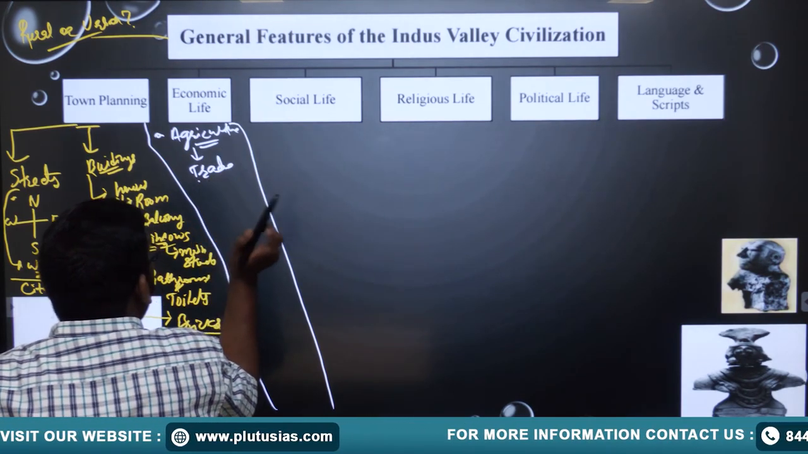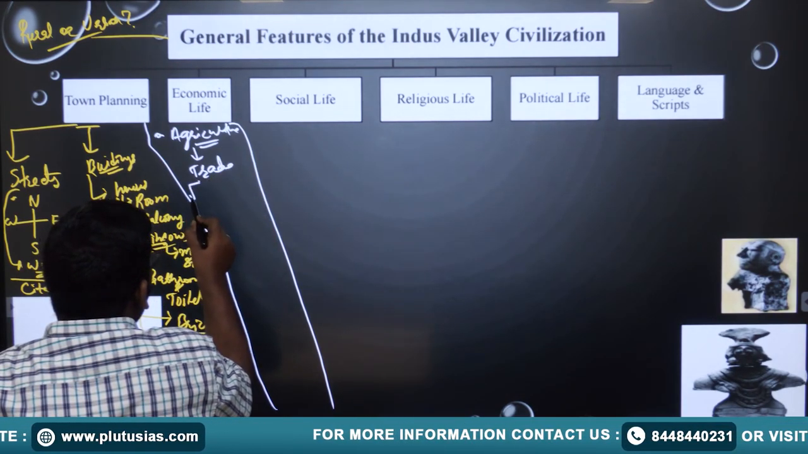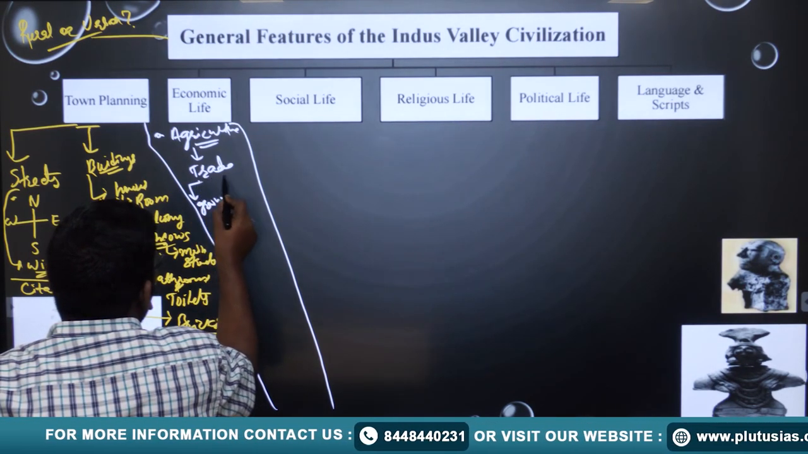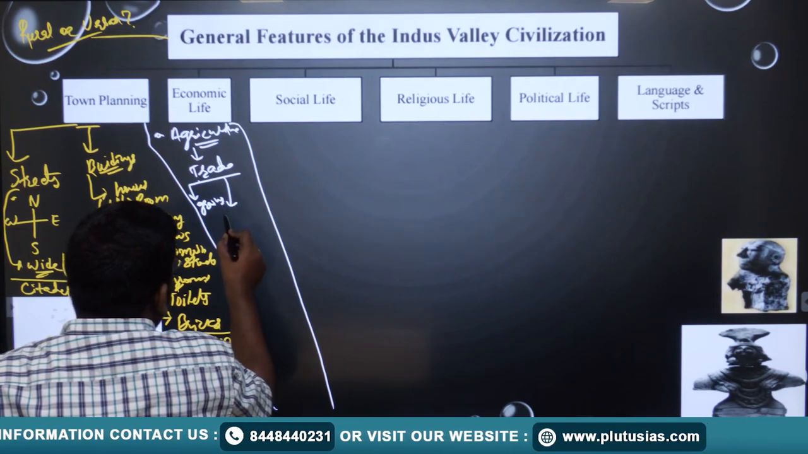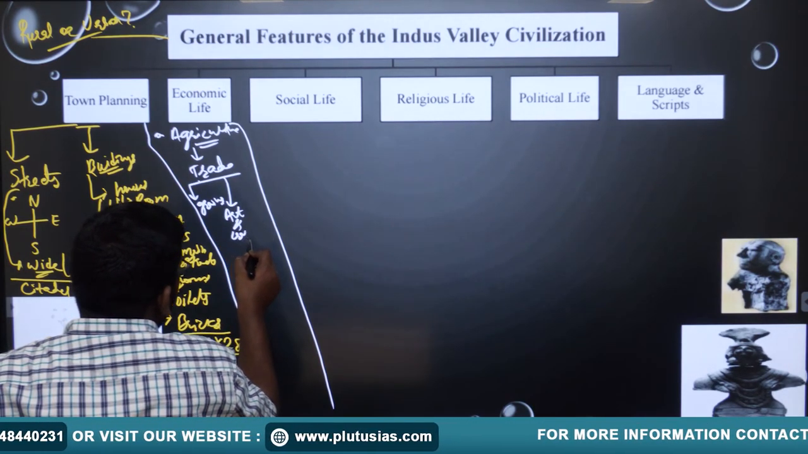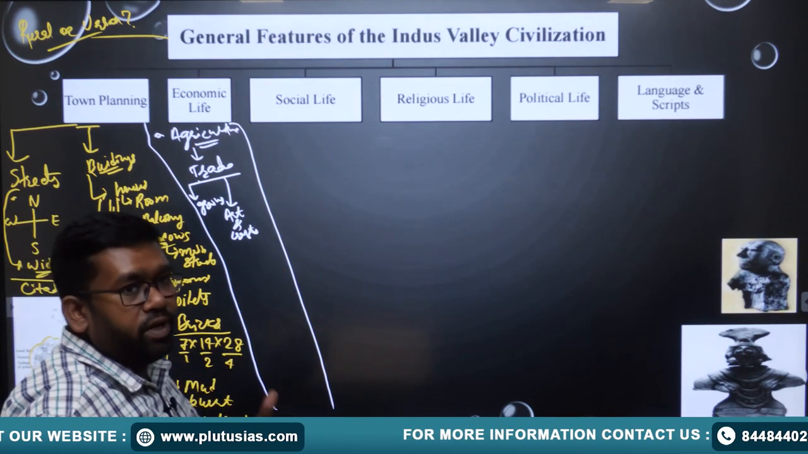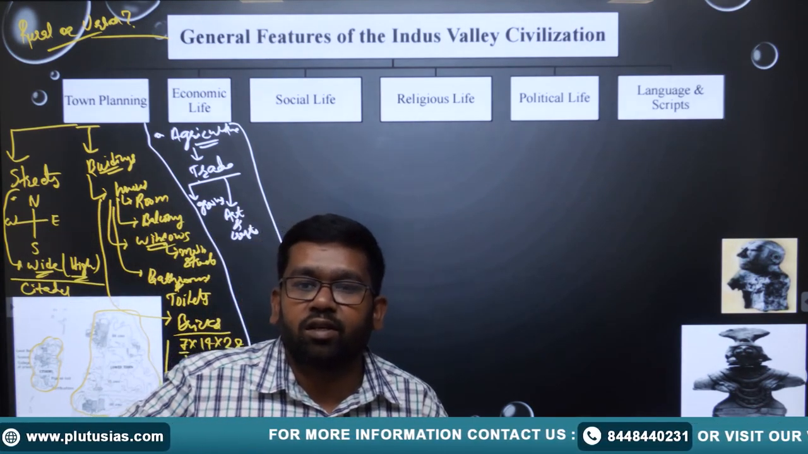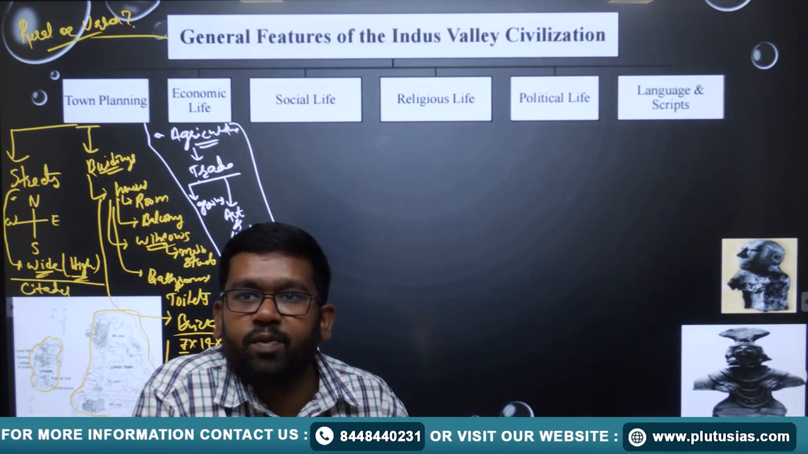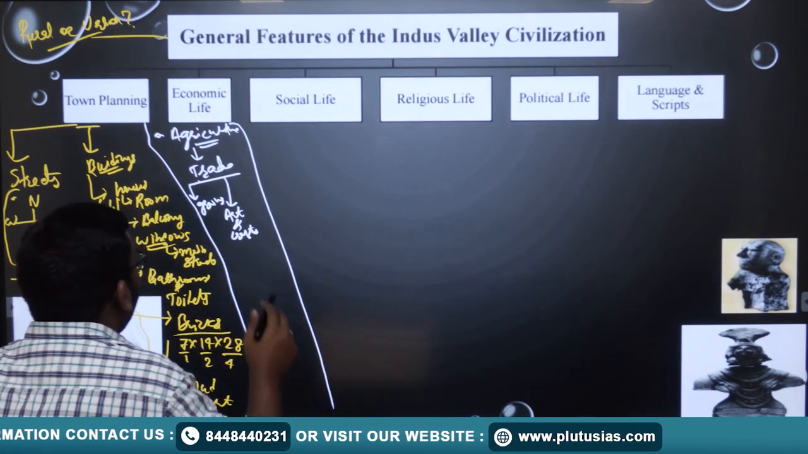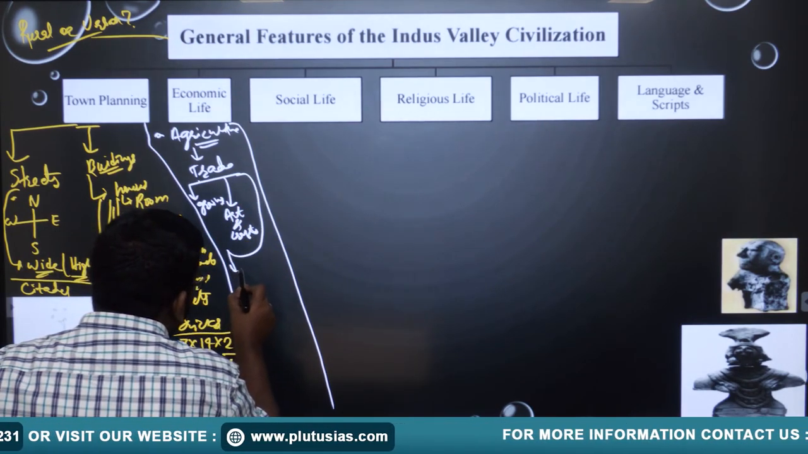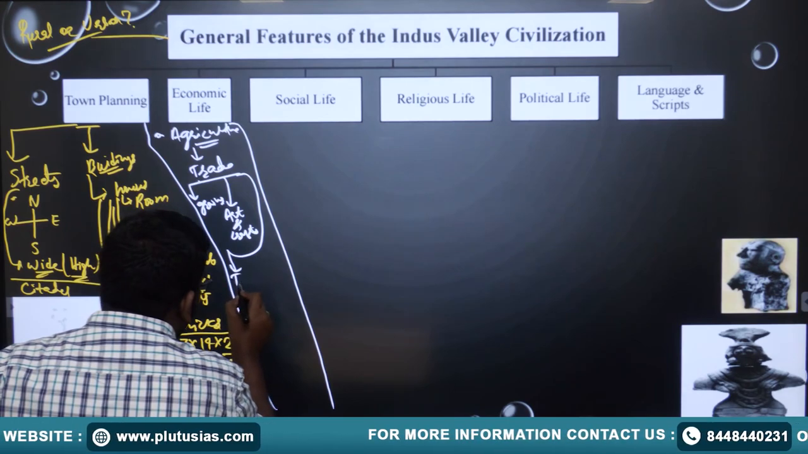The trade had three important aspects. One was trade of grains. Another important aspect was art and craft. They were making jewelry, pottery and seals. So these are the important points in the economic aspect. They also had different trade routes.